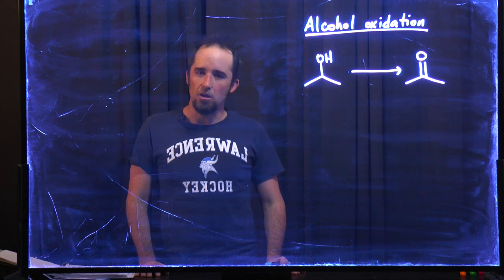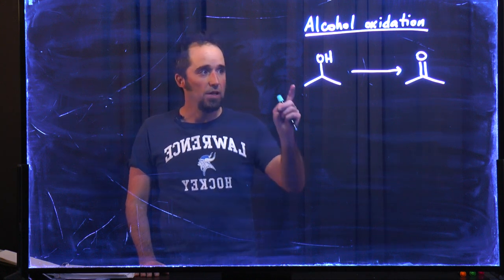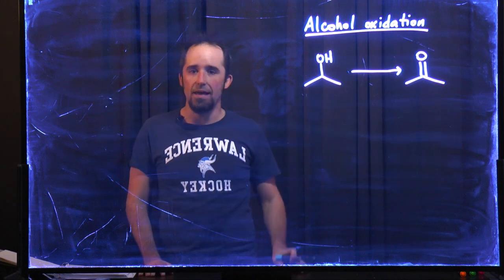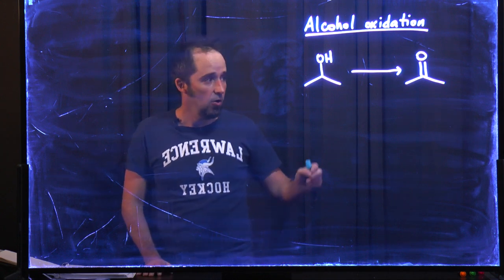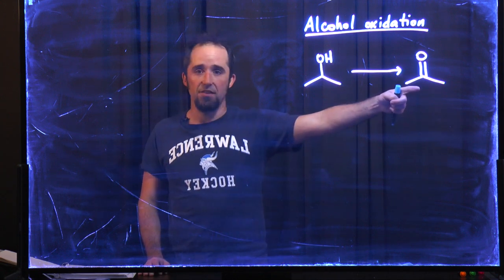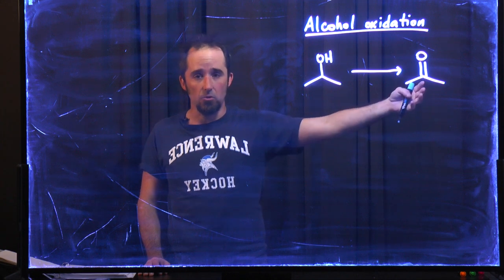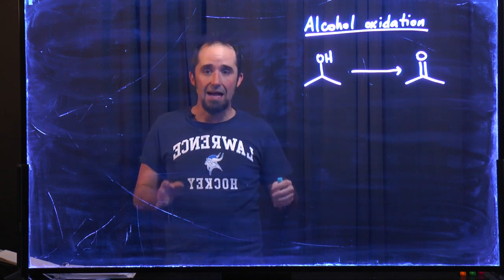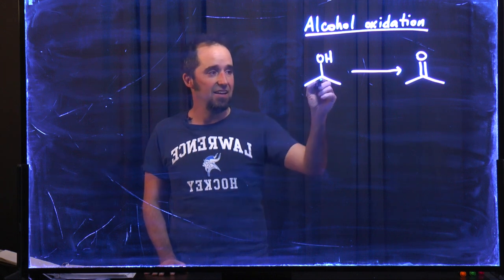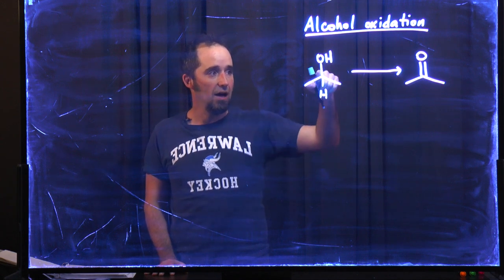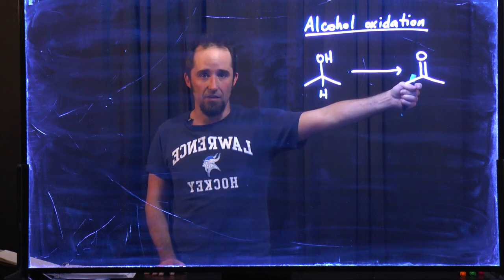Let's talk about alcohol oxidation. So we now know a couple different ways to make alcohols from alkenes, for instance. And we know a couple different reactions that start with carbonyl compounds, and we'll learn more in the future. So now we want to connect these two things. I want to be able to oxidize this C-O bond here to a C=O double bond.